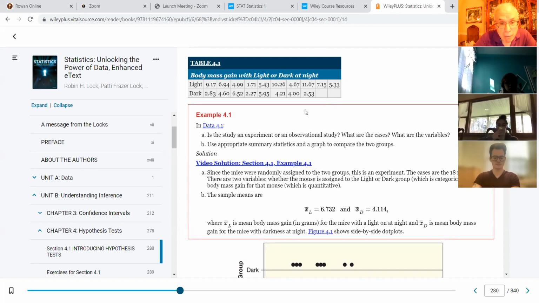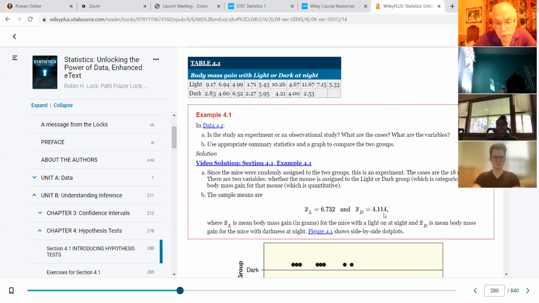But anyway, you average those 8 numbers in the dark group, you get 4.114. Now, you may look at the two numbers and say, yeah, there's a difference. But remember, there is sampling variability, right? The mice that we have here is just a sample of mice. And if we had a different sample of 18 mice, 10 in the light group and 8 in the dark group, we might get different results.